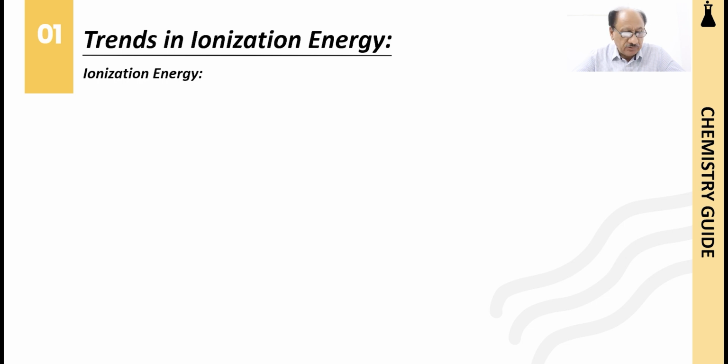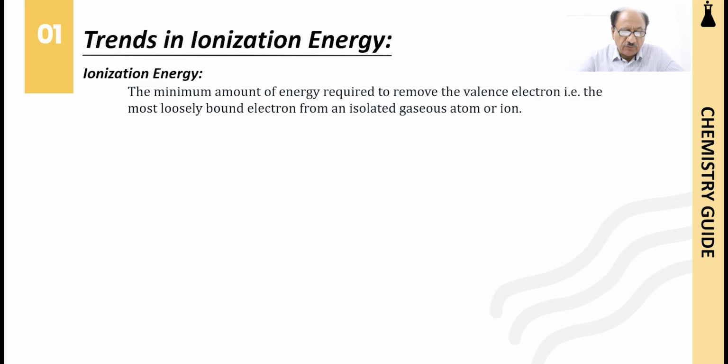First of all, we'll go through the ionization energy definition. What is ionization energy? The minimum amount of energy required to remove the valence electrons, so the outermost electrons, the most loosely bound electron, from an isolated gaseous atom or ion. And it is in kilojoules per mole. This is basically the unit which we are taking.